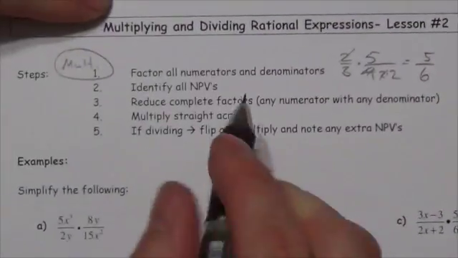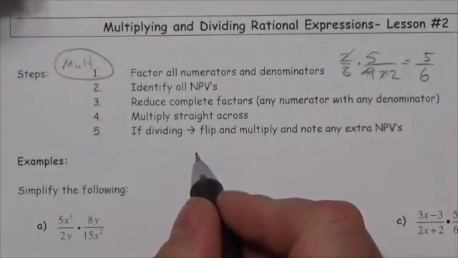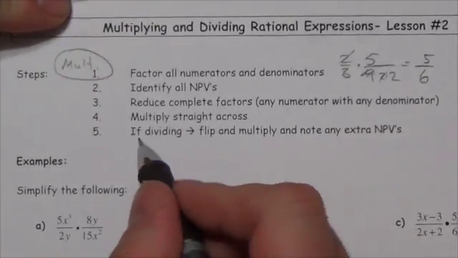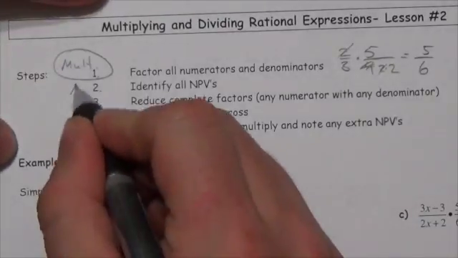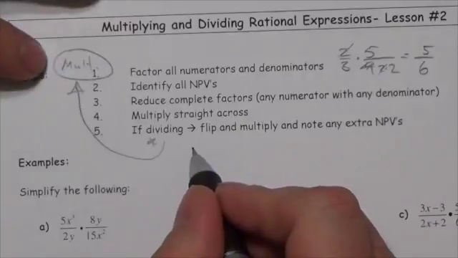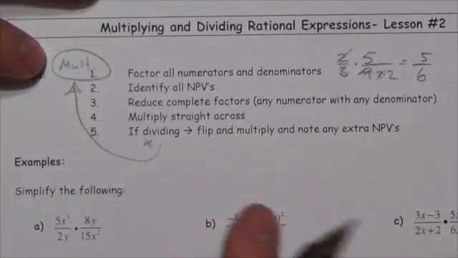Now, if we're talking about division, we're going to remember to multiply by the reciprocal when you're dividing by a fraction. So with dividing, we take the division and turn it into a multiplication problem by multiplying by the reciprocal. But there's something you've got to remember here.